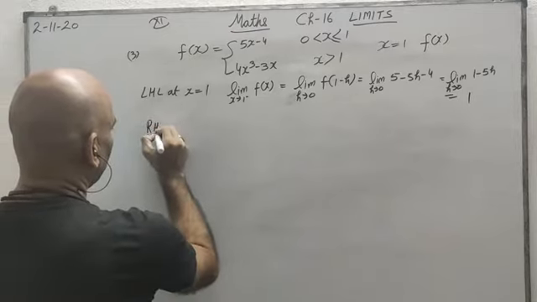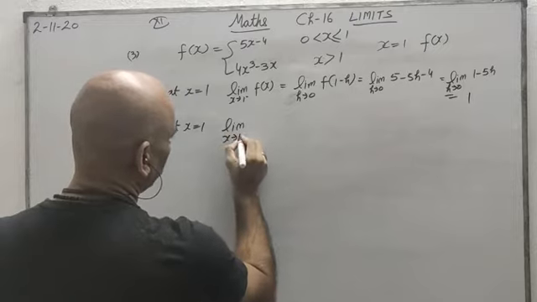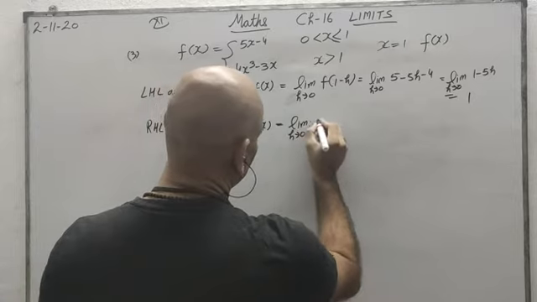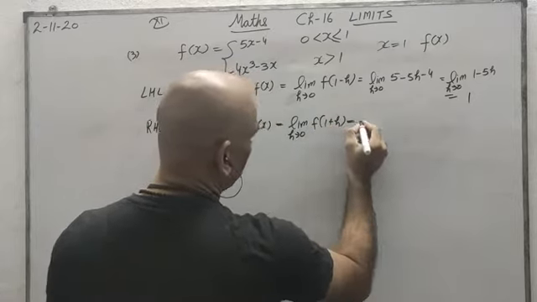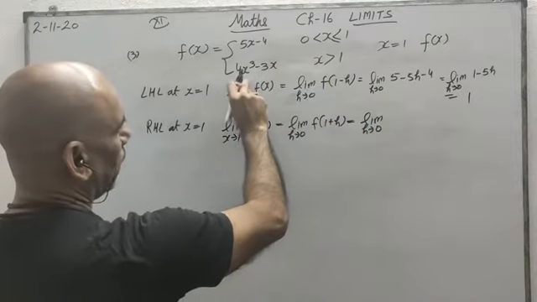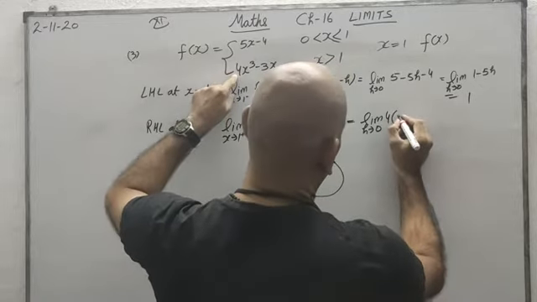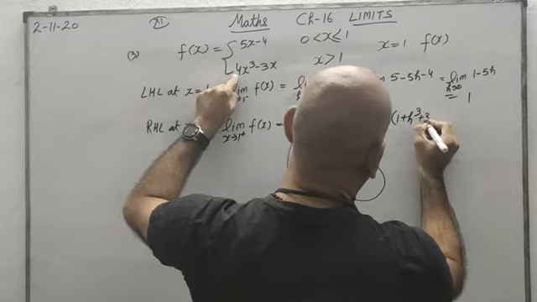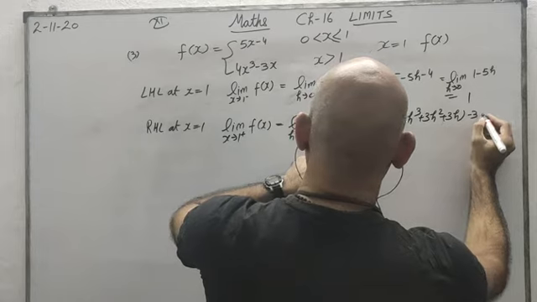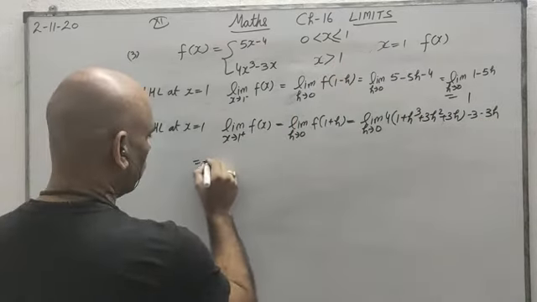Now let me calculate RHL at x is equal to 1. I got limit x tends to 1 plus f(x), that is limit h tends to 0, f(1 plus h). It means limit h tends to 0. At 1 plus h, I will have to substitute this here. So 4 into (1 plus h) whole cube. It will be 1 plus h cube plus 3h square plus 3h minus 3 minus 3h. Okay. So now let me multiply 4 inside.